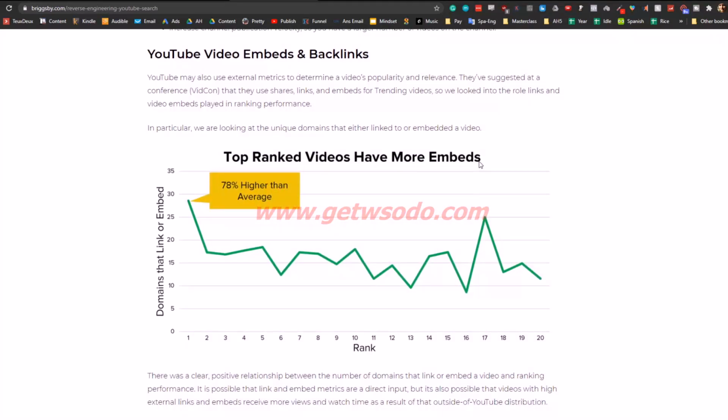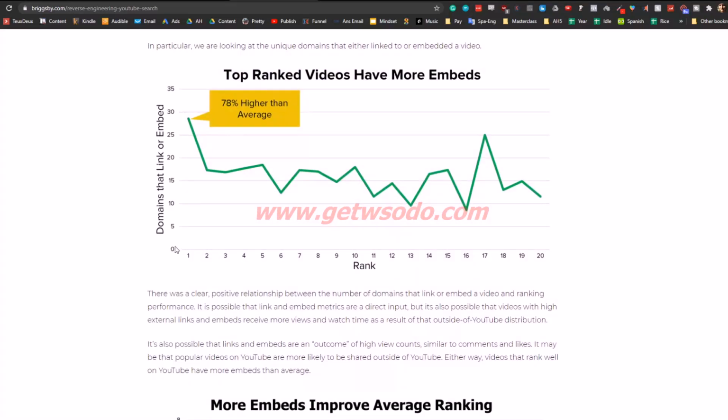Top ranked videos actually have more embeds. So you can see here that top ranked videos have about 25 and above. And that's crazy. That's really cool that they actually have a lot of off-platform rankings. If, for example, your video gets on a really big site, and they will take domain age and domain authority into consideration, which means basically if your video is embedded on Time or Rolling Stone magazine or CNN or stuff like that, or not necessarily, but more related to your niche.